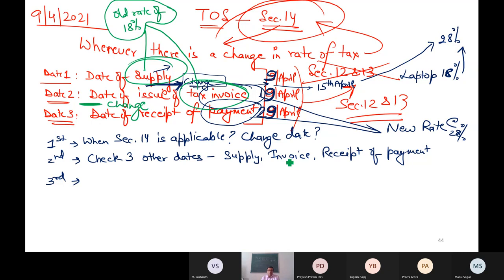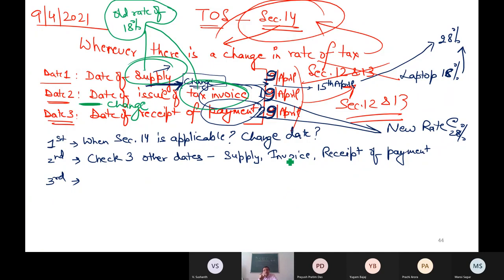Change date, of course, is also required, but only to check something. Out of these three, supply, invoice, or receipt, when any two fall after the change in rate of tax, the new rate is applicable. If any two out of these three fall before the change in rate of tax, then the old rate is applicable. Other than these situations, if the change is happening, then it is of no use. That I will show you later. But for the time being, four dates are relevant. The first date is only to check something, the change in rate of tax. The other three are relevant to make a decision: supply date, invoice date, payment date. And one concept is over now.